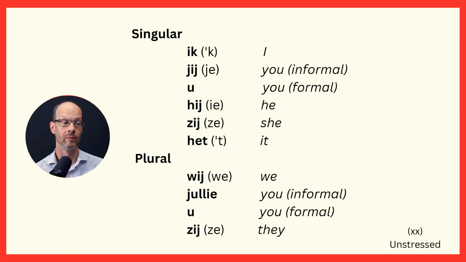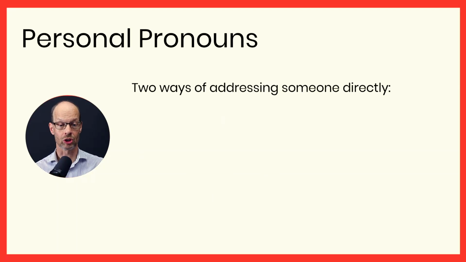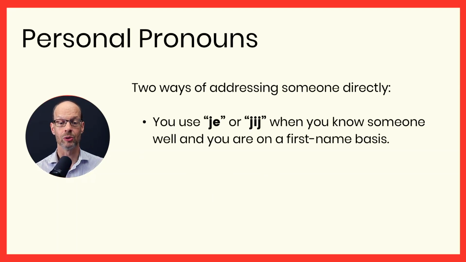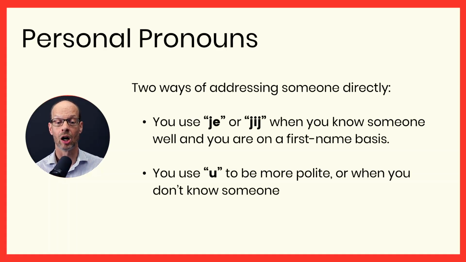Right, so just to remind you, there's two ways of addressing someone directly. You can say je or jij when you know someone well and you are on a first name basis. Otherwise, you use u to be more polite or when you don't know someone.